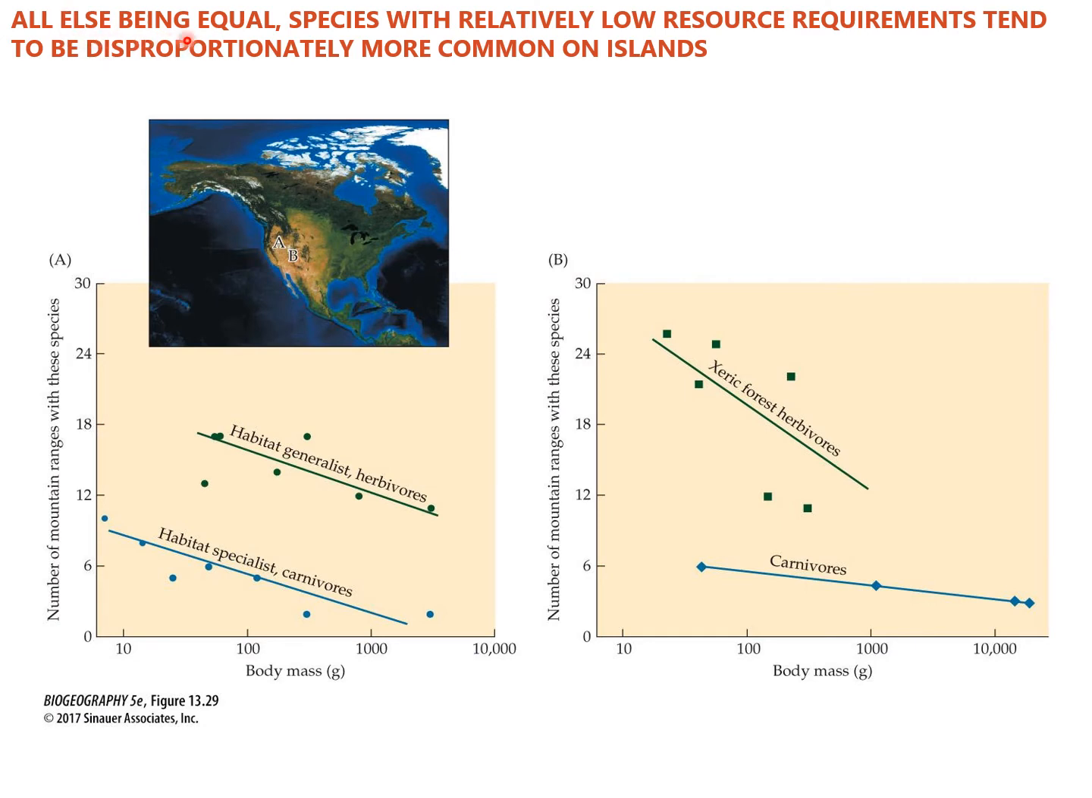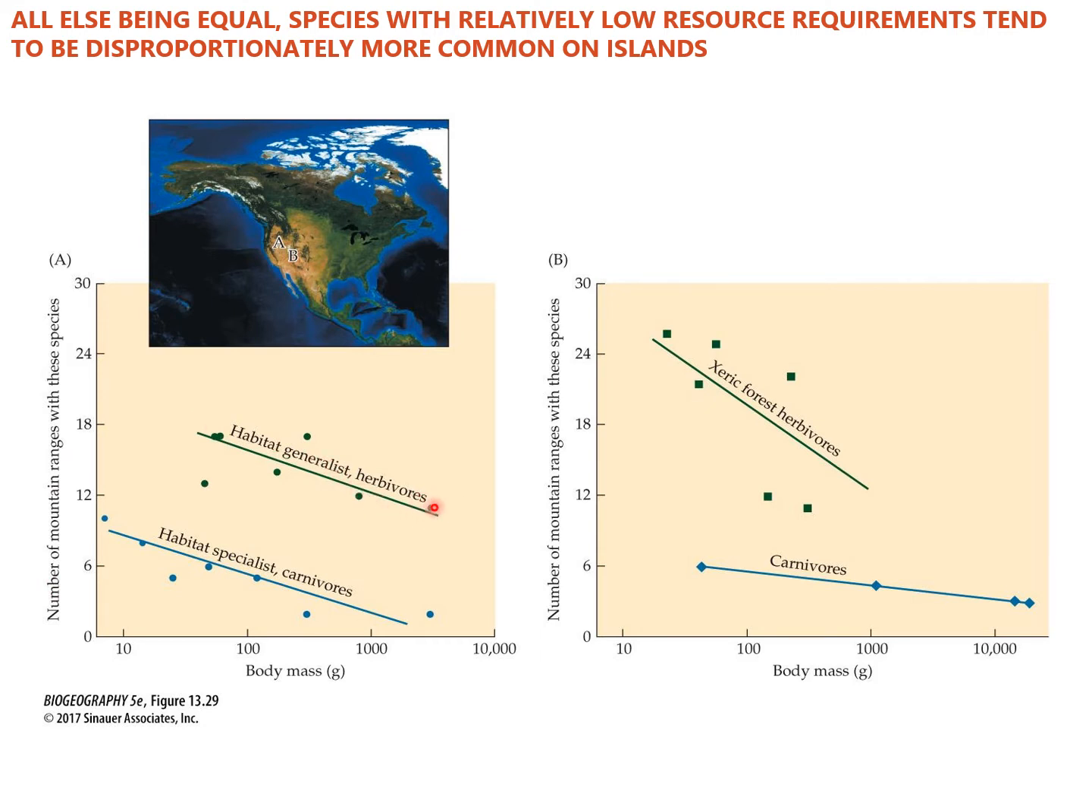If we consider things to be equal, then species with relatively low resource requirements tend to be disproportionately more common on islands. Going back to the Great Basin, we're not looking at oceanic islands, just areas that are isolated. We're looking at the number of mountain ranges with these species present, these species being habitat generalists or habitat specialists. We can see that as body mass increases, the number of mountain ranges decreases.